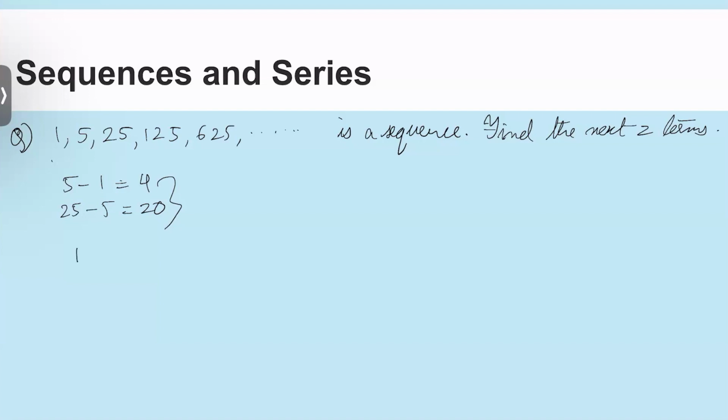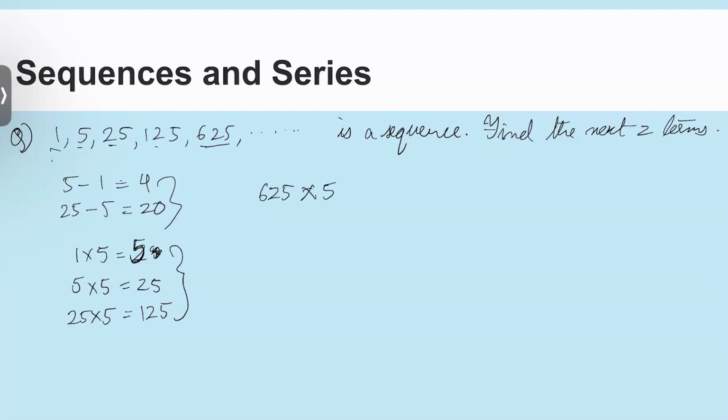So what is that? 1 into 5 is going to give you 5. Then with your 5, if you multiply by 5, it will be 25. And then 25 into 5 is going to give you 125. So you can see that there is a pattern being followed, where each and every term is getting multiplied by 5 to get the next term. The term in the last place over here is 625, so multiply 5 with that.